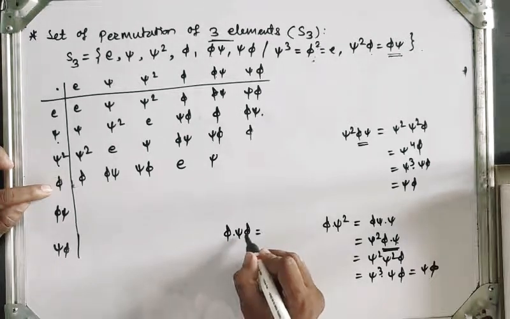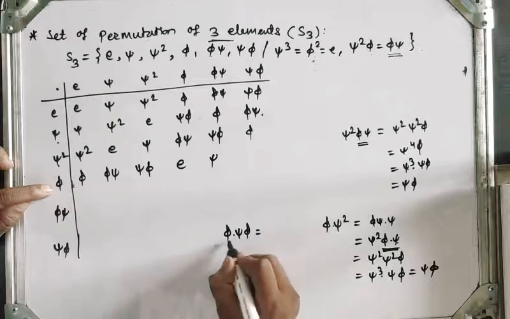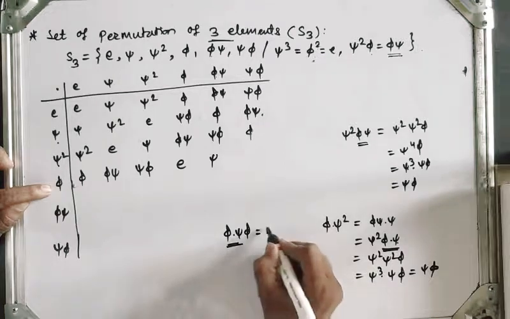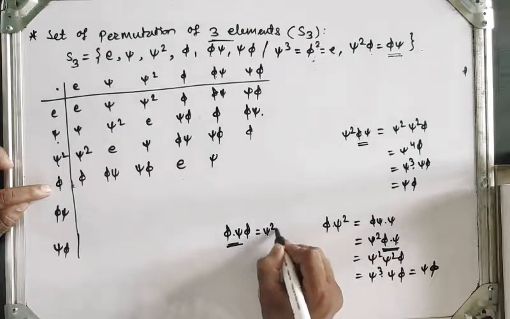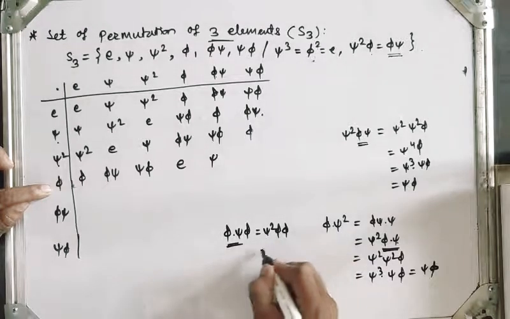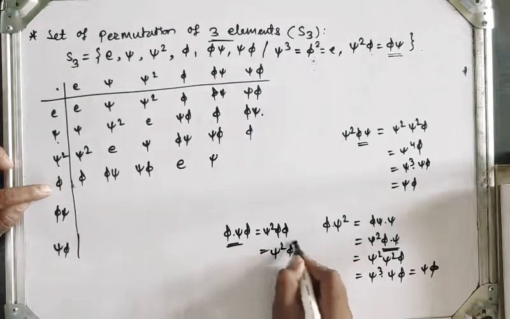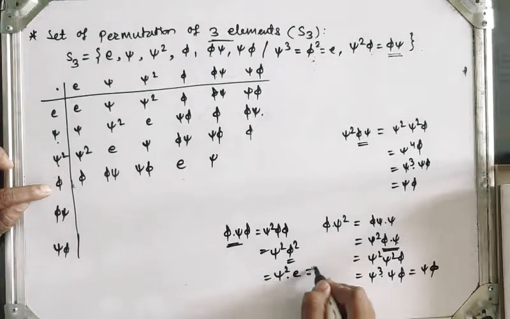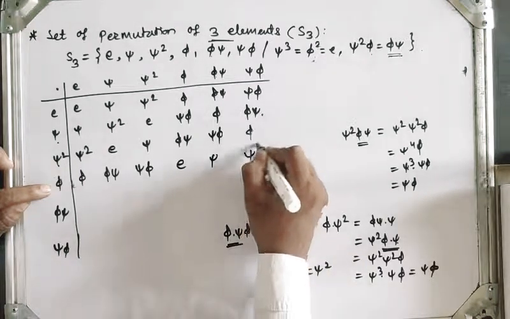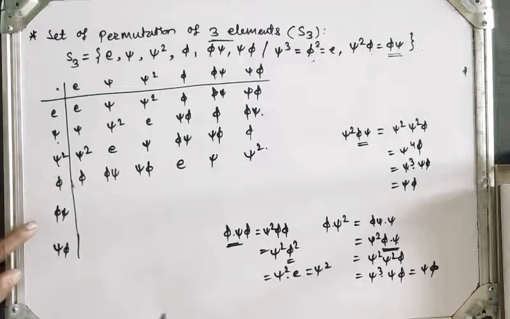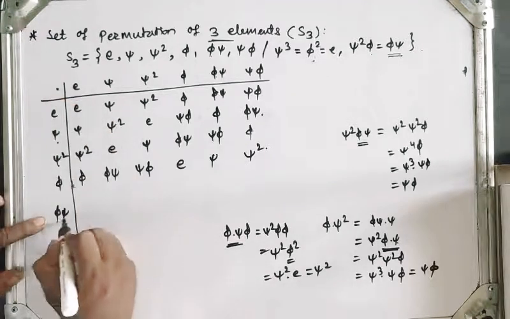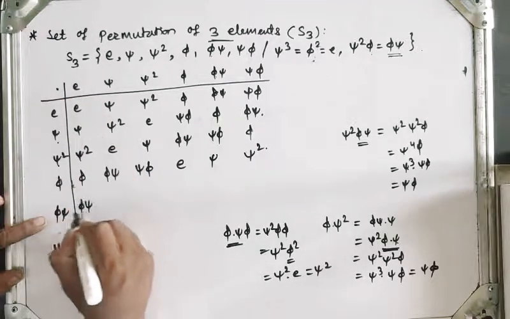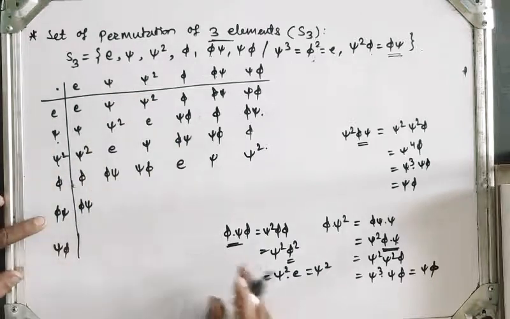so phi into psi phi, what will I get? Here in these two, phi psi is psi square phi into phi as it is, so psi square phi square, the value of phi square is identity, so psi square into identity means what? Psi square.